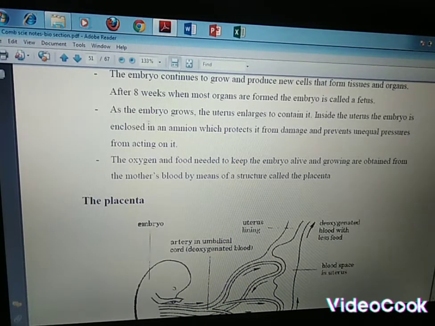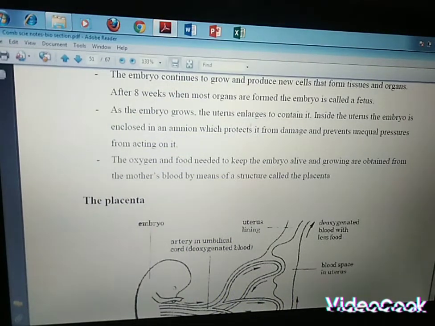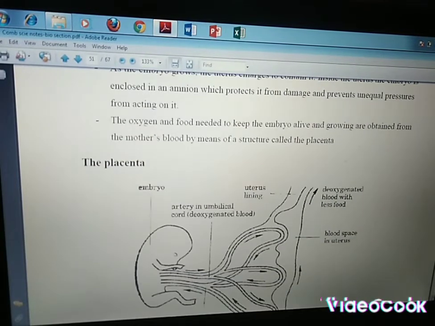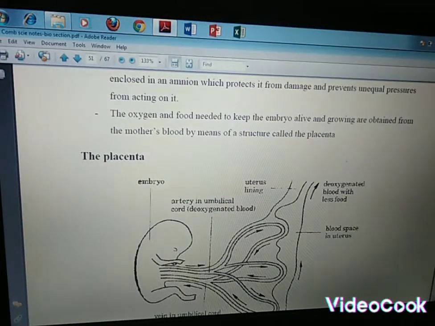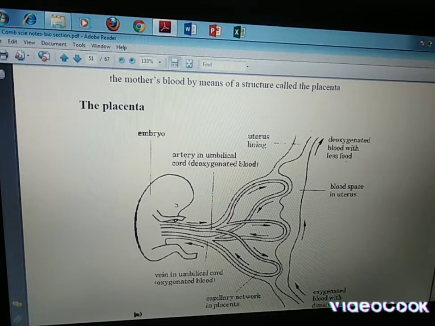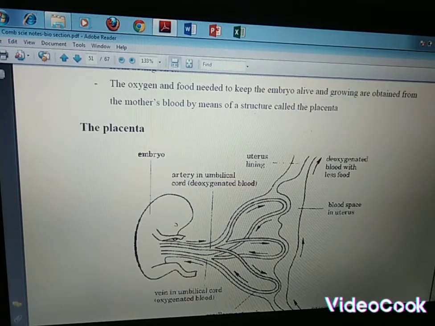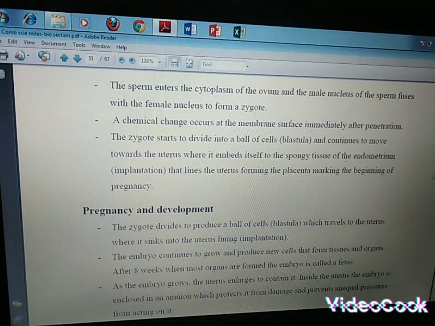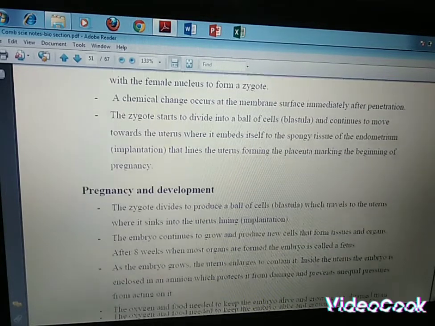As the embryo grows, the uterus enlarges to contain it, to keep it comfortable. Inside the uterus, the embryo is enclosed in an amnion which protects it from damage and prevents unequal pressures from acting on it. The amniotic fluid is a fluid, so the embryo is, in other words, floating inside a certain fluid. This fluid is mainly for protection, right? If the mother gets hit or bumps or anything, the baby will be protected inside the uterus there.